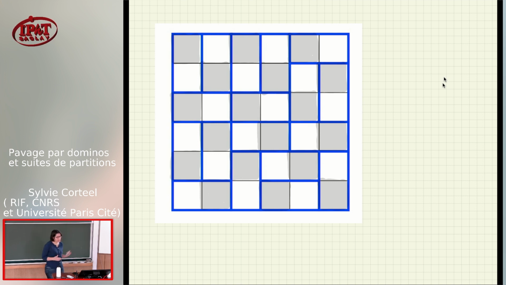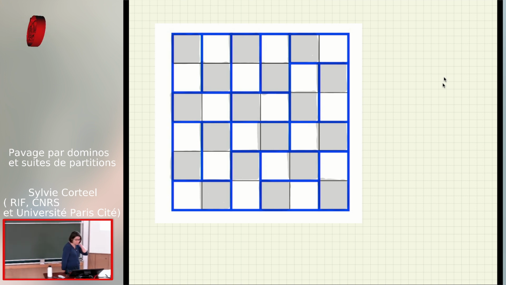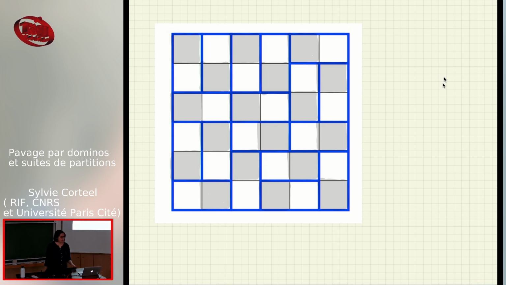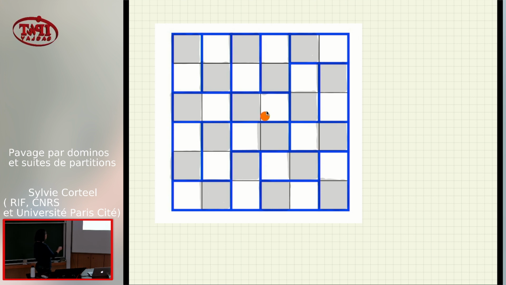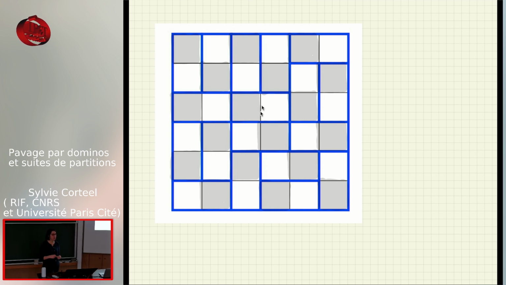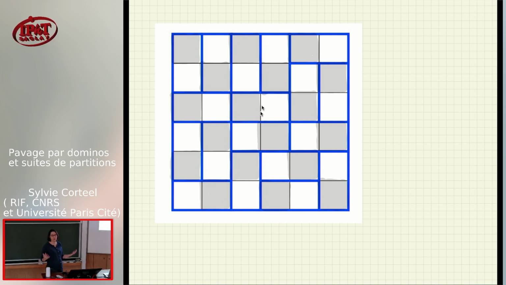But the first step that he does, and that's what we're going to do today too, and it's fairly classical, is that you look at your domain as a checkerboard. You choose one of your favorite squares, for example this one, and color it white, and then each time its 4 neighbors you color gray, and like that you get your domain as a checkerboard domain. What you see there is that finally you don't have only 2 types of dominos, but you have 4 types of dominos.